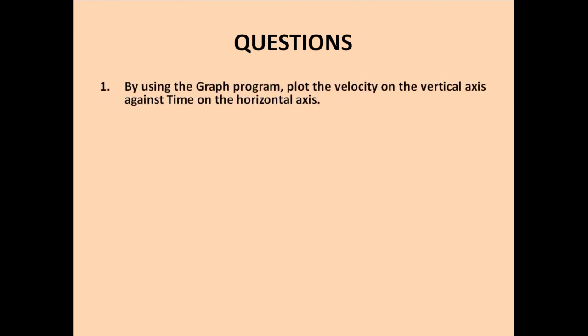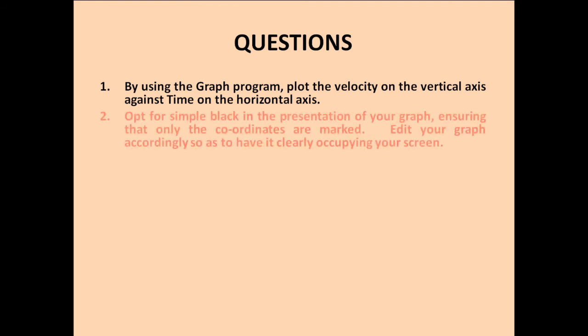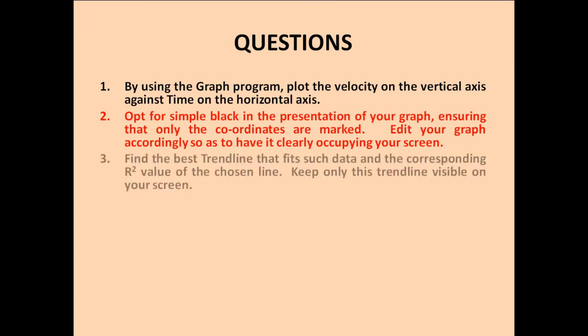1. By using the graph program, plot the velocity on the vertical axis against time on the horizontal axis. 2. Opt for simple black in the presentation of your graph, ensuring that only the coordinates are marked. Edit your graph accordingly so as to have it clearly occupying your screen. 3. Find the best trend line that fits such data and the corresponding r-squared value of the chosen line. Keep only this trend line visible on your screen.